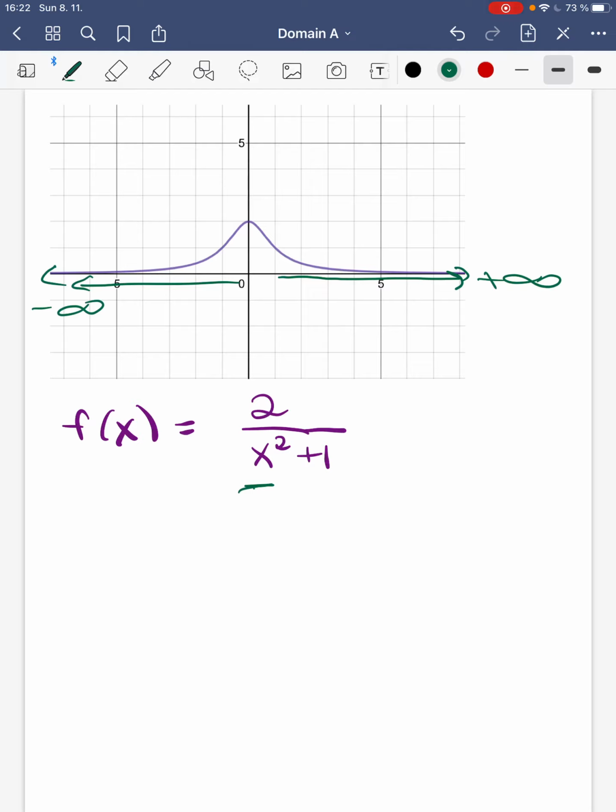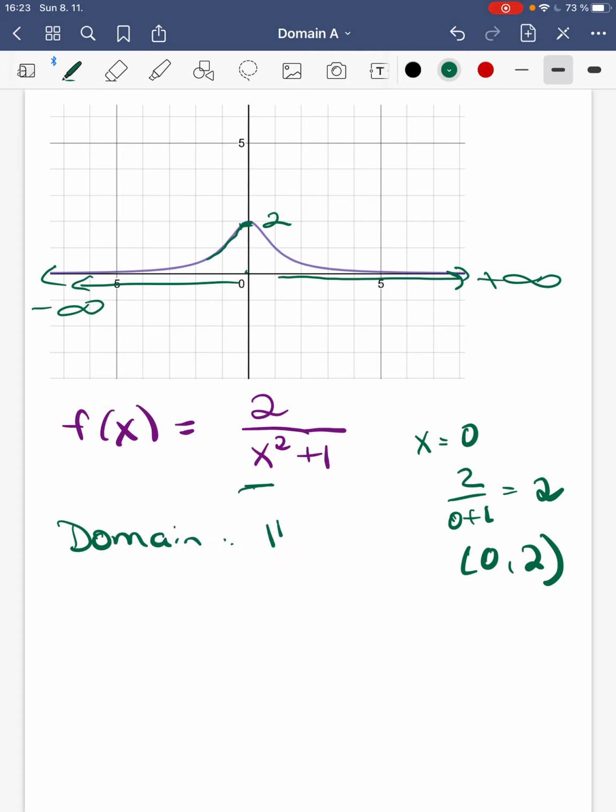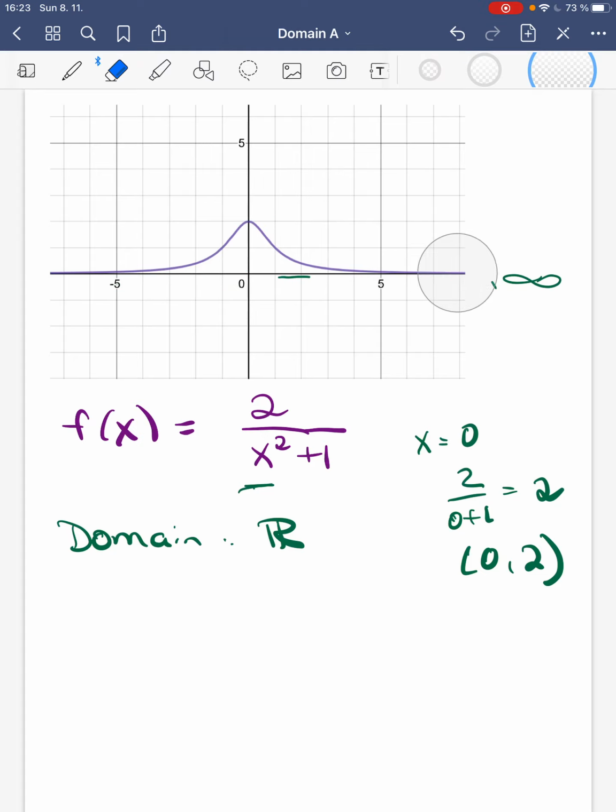It's not true 0. And then as we go close to 0, it goes up. When x is 0, you get 2 over 0 plus 1, which is 2 over 1, which is 2. So that's a point on the graph. So that's legal. So like I said before, the domain is all real numbers, but that is not true for the range.